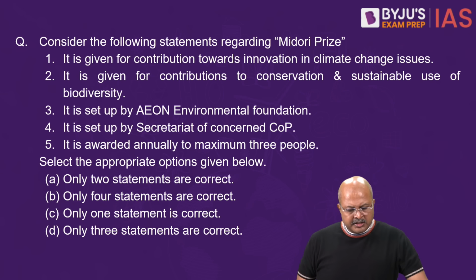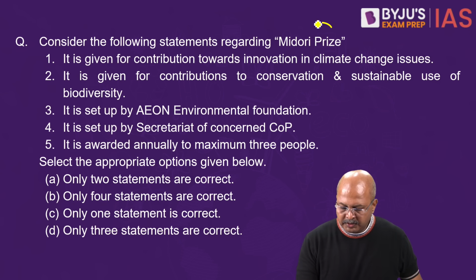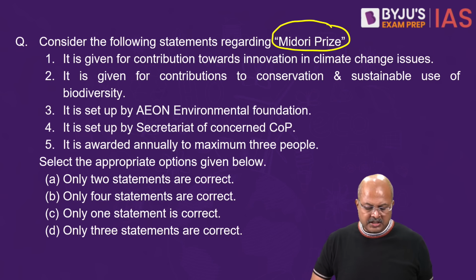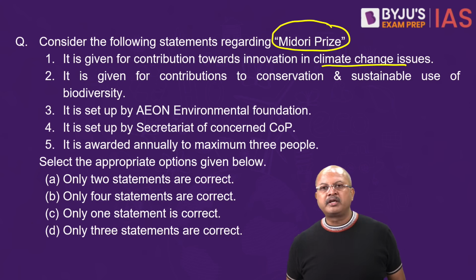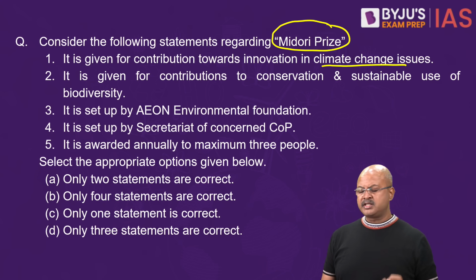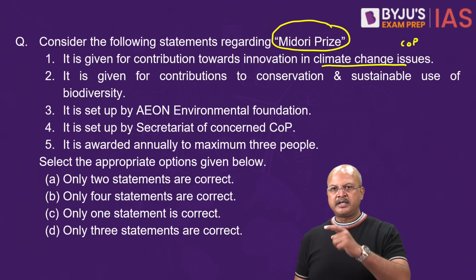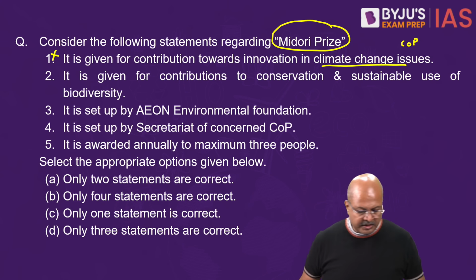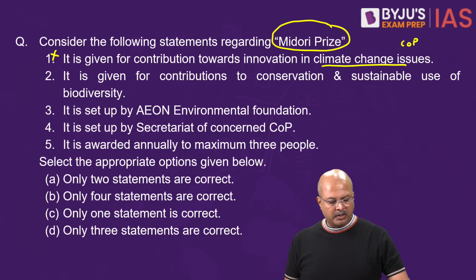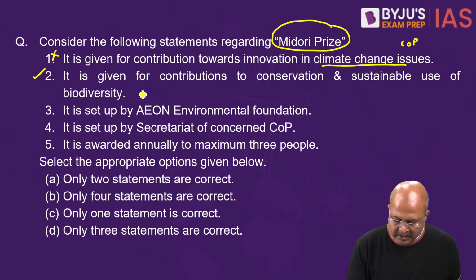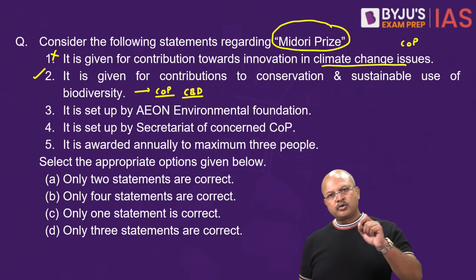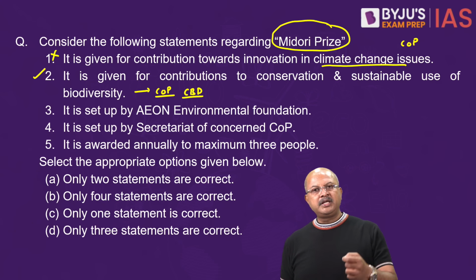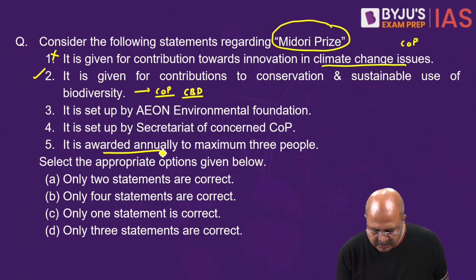Now, consider the following statements regarding the Midori Prize. The first statement is that it is given for contribution towards innovation in climate change. Now remember, for climate change, the award given is the Momentum for Change Award, which is given during their COP. Hence the statement is wrong. It is given for the contribution of conservation and sustainable use of biodiversity. Yes, this is correct. And this is given during the conference of parties of CBD. You should remember that the conference of parties of CBD meets once in 2 years. So it is not annual, it is once in 2 years. Hence, when we say annually, this becomes wrong.